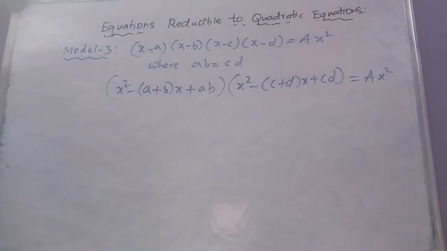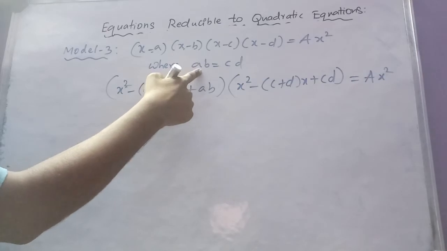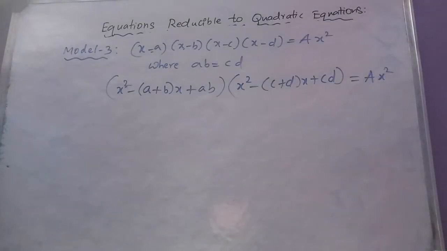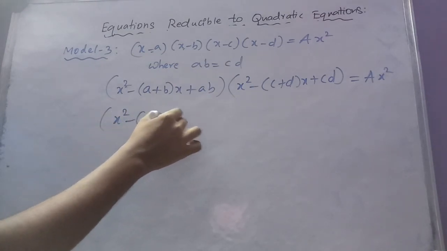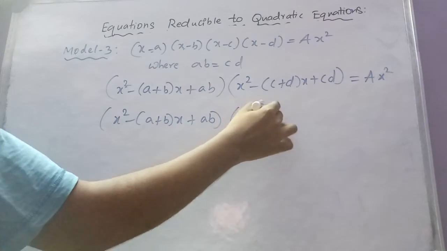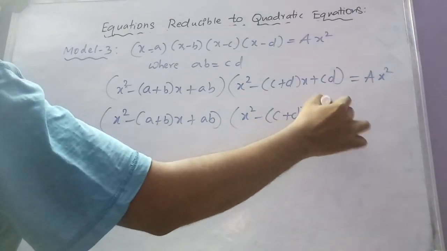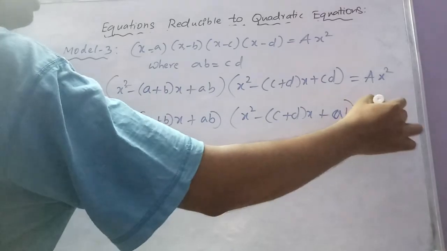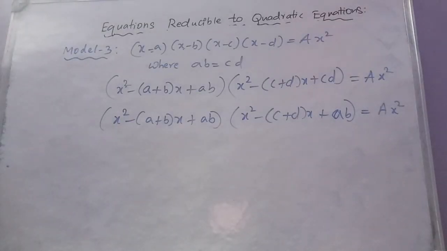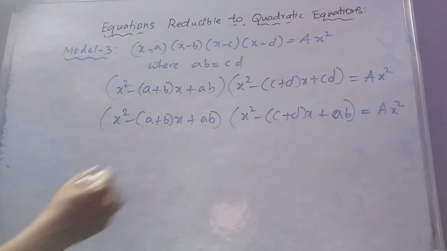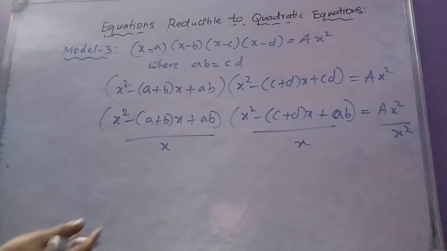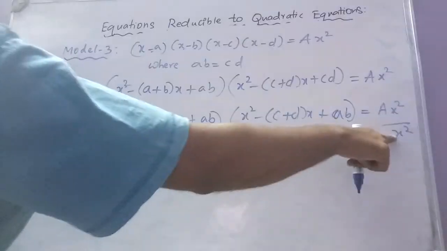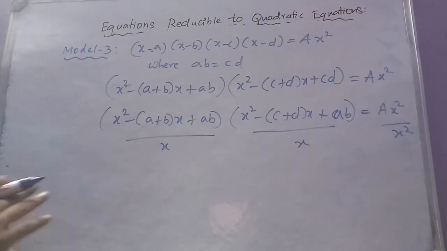So as we know that cd can be taken as ab, here in place of cd I will take ab. So what will you get then? x square minus of a plus b into x plus ab, into x square minus of c plus d into x plus ab, equal to A x square. Let me divide with x square on both sides. That means here I'll get x and here I'll get x and here I'll get x square. Left side I have divided with x into x and right side I have divided with x square.